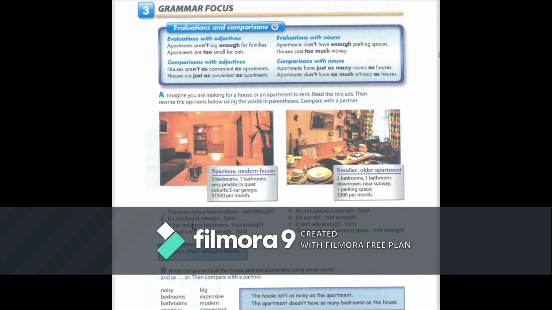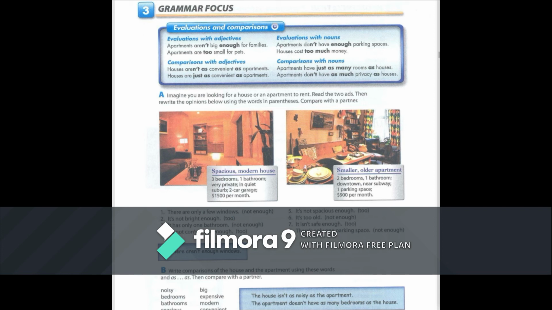Okay, the second one. It's not bright enough. I want to put too instead and give the same meaning. I said not bright. What's the opposite of bright? Dark. Okay, so not bright obviously gives the same meaning as dark. So I'm gonna say it's too dark. Okay, it gives the same meaning.